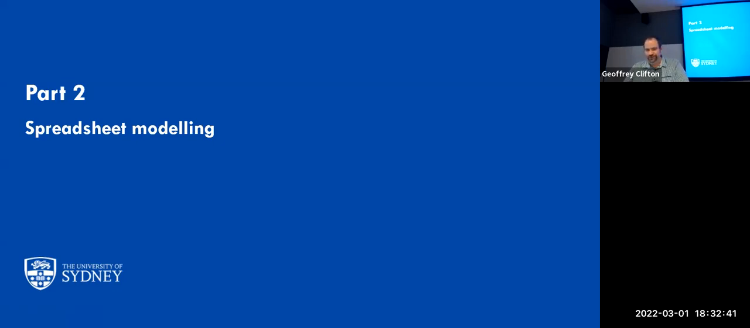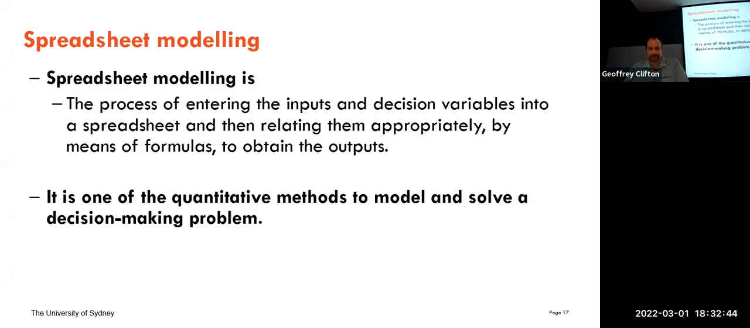Okay, so let's now look at spreadsheet modeling. What is a spreadsheet model? Well, the name says it all, basically. It's a model that's built in a spreadsheet. But what does that mean in practice? Well, it means entering inputs and decision variables into a spreadsheet and then relating them appropriately using formulas in order to generate outputs. So you enter the inputs into Excel, you specify the functions and the relationships in the model, then Excel does the calculations and it gives you the outputs.